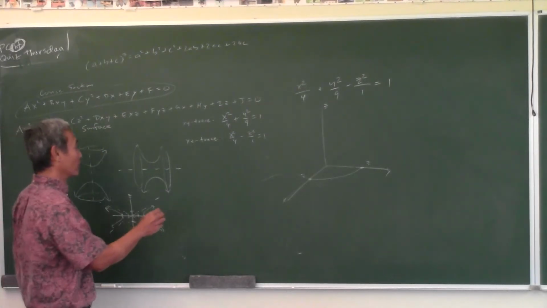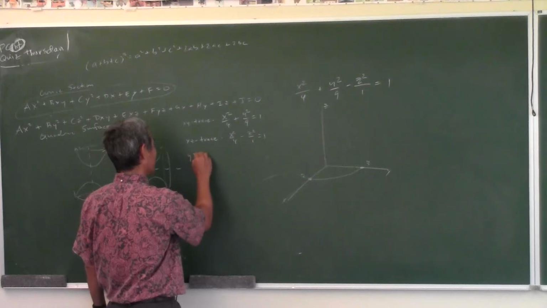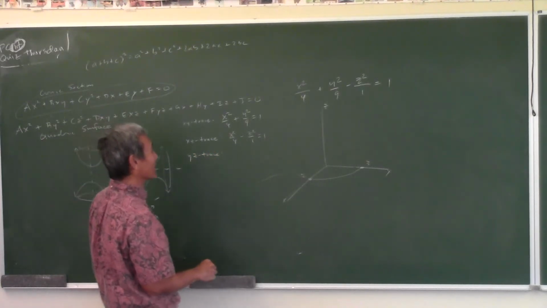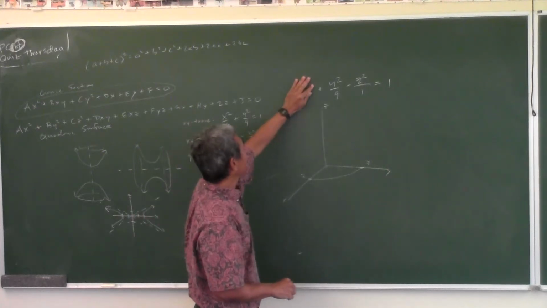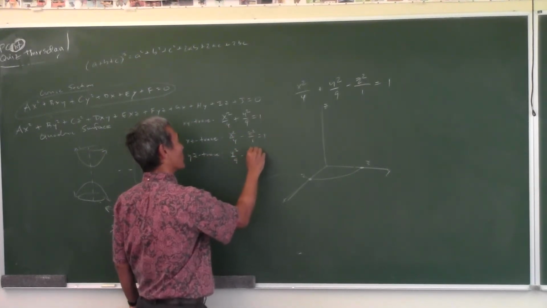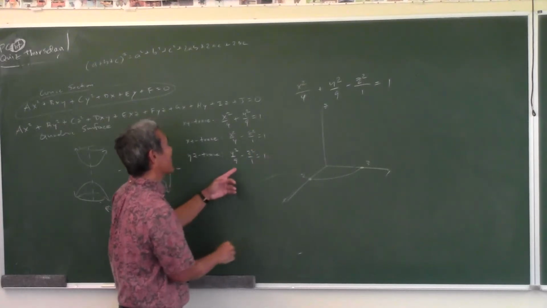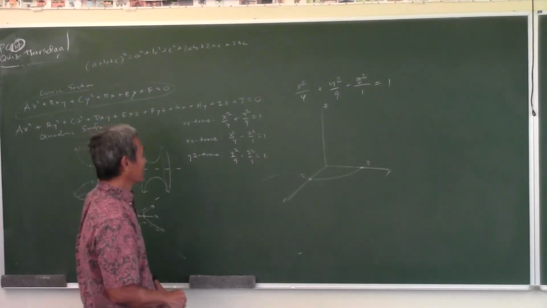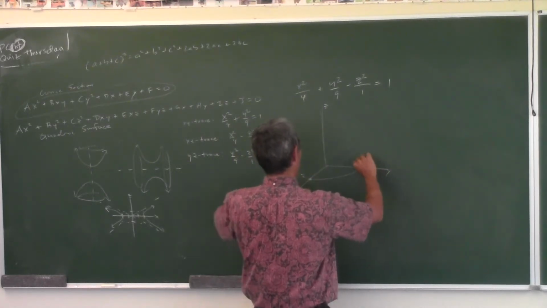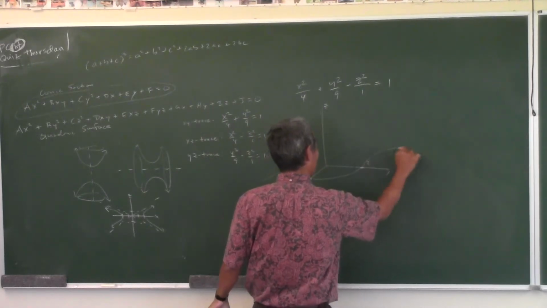And then finally, the YZ trace. Where does this graph intersect the YZ plane? Well, we're going to set x equal to 0, and then you get y squared over 9 minus z squared over 1 equals 1. Hey, that's a hyperbola! So here's the YZ plane. How would you graph this? Is it going to open left and right? So it's going to look like that, yeah?